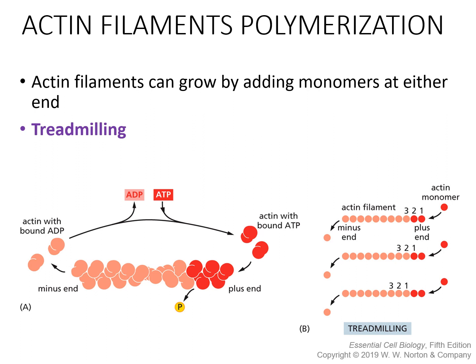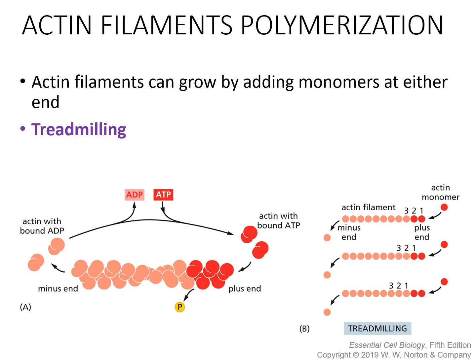Something very important to remember is the concentration of free actin monomers in the cytoplasm. Depending on that, the polymerization of filamentous actin can vary. For example, if the concentration of free actin monomers is high in the cytoplasm, actin filaments can grow from both ends, both the plus end and the minus end. So it will rapidly grow into filamentous actin.